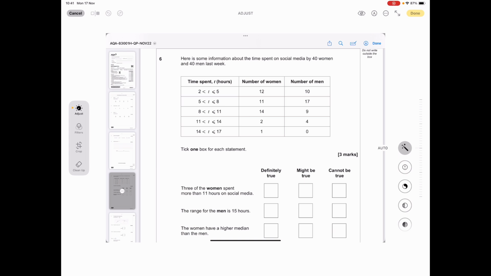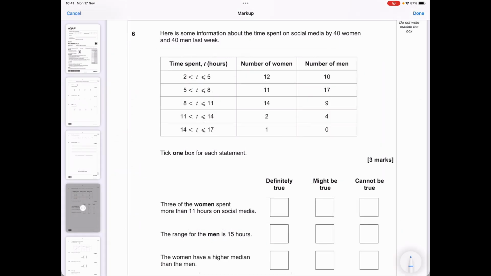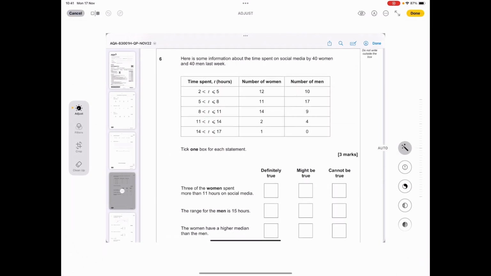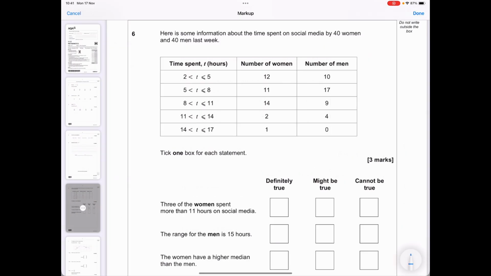3 of the women spent more than 11 hours on social media. So this is the point where 11 is, and below that it's the rest of them, and 3 of them did spend more than. So that's definitely true. The range for the men is 15 hours. So the top for the men is 14, and the bottom for the men is 2. So the range is actually 12 hours, so that cannot be true.